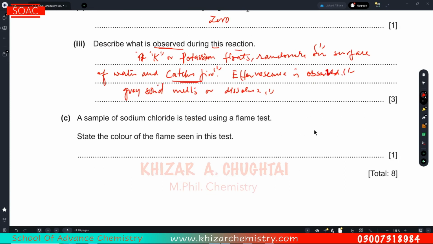A sample of sodium chloride is tested using a flame test. State the color of the flame seen in this test. As you are using sodium, because of sodium, it is a yellow flame. The color of the flame will be yellow.